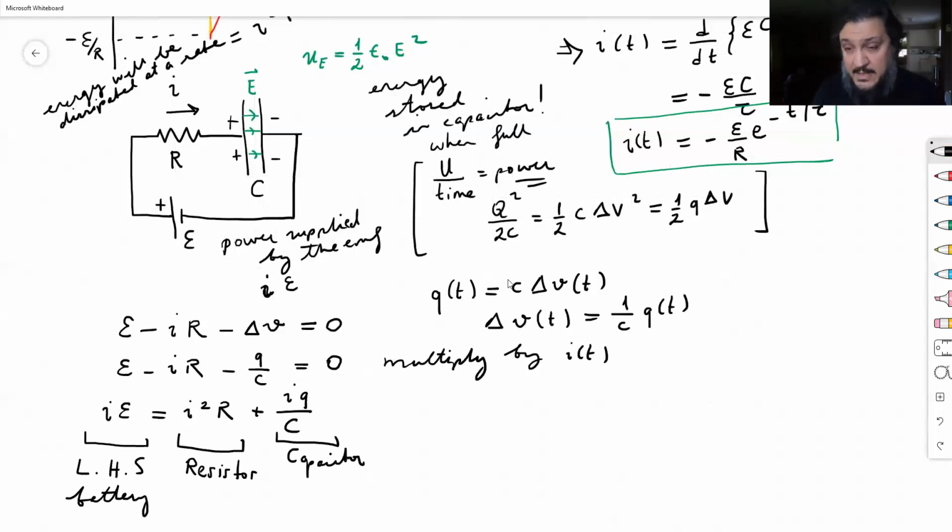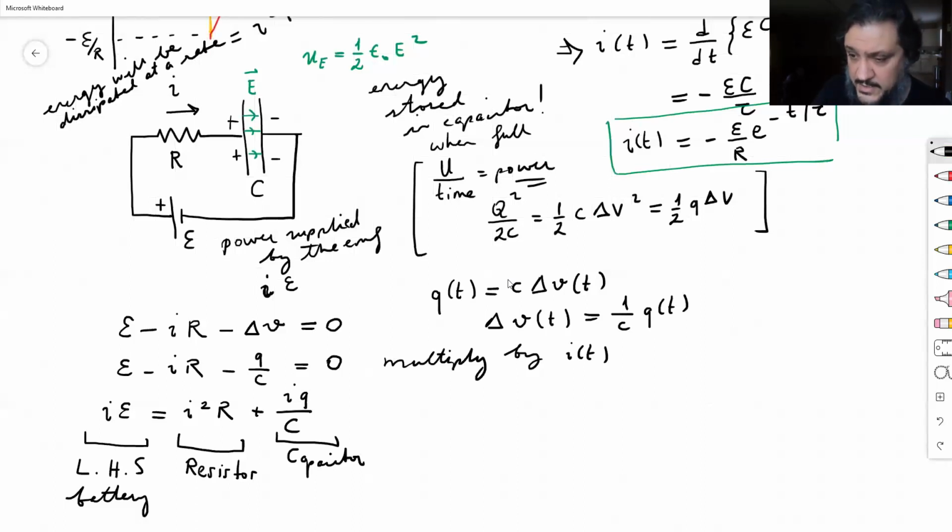This is happening between t equals 0 and t equals infinity. In between, we have this change. No matter what the values of Q and I are, they change the way that we just found. No matter what the values are, if you add the energy rate at the resistor and capacitor, you get the power from the battery. This is what I'm talking about.